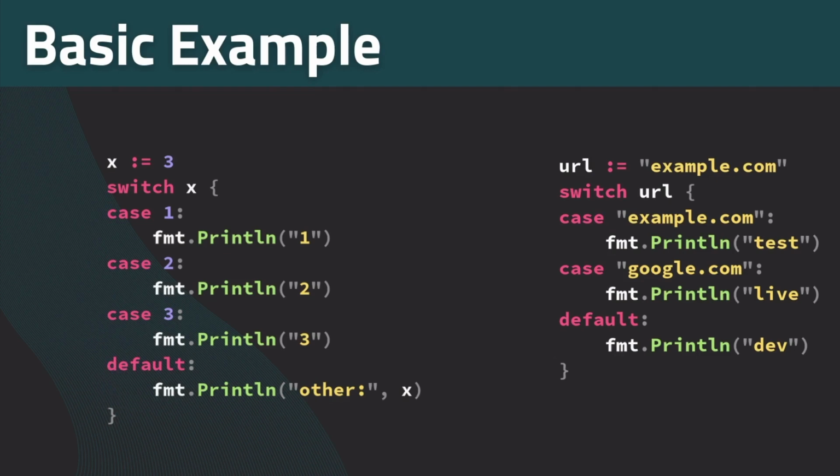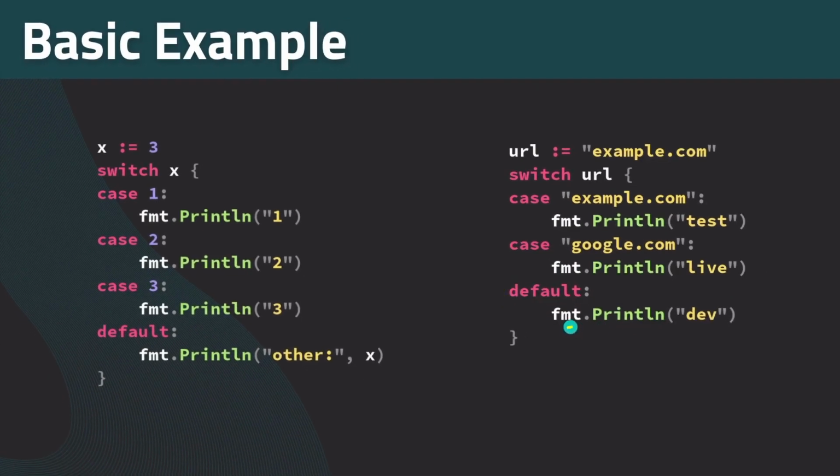We're not limited just to switching on integers. We can also switch on strings. So here on the right, we have a string, example.com, and we're switching on this URL variable that we created right here. So in the case of example.com, we'll print out test. In the case of google.com, we'll print out live. And in any other case, so the default case, we'll print out dev.